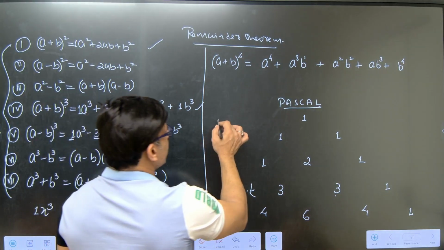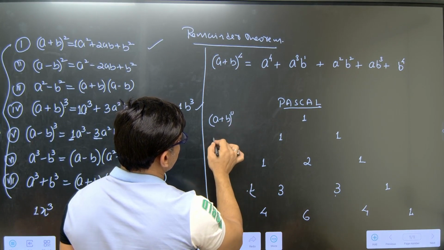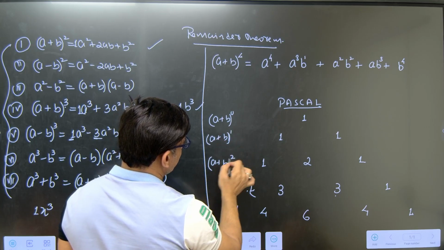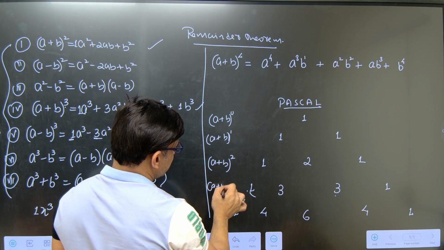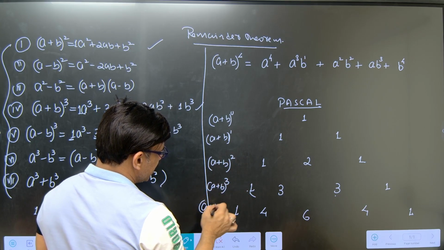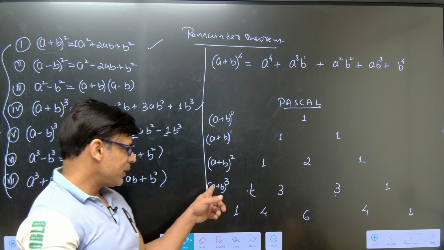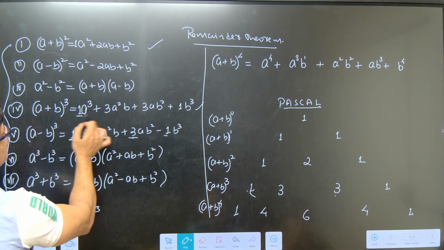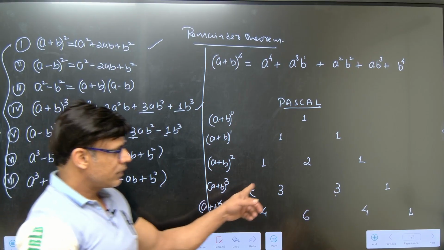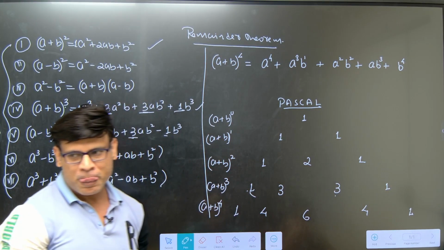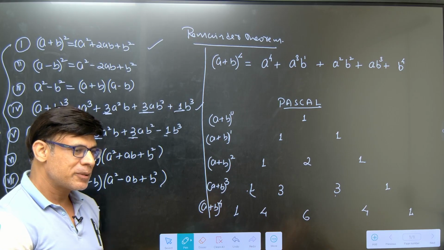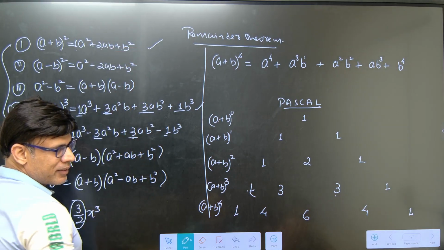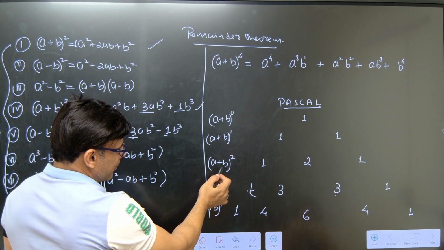Now, what is a plus b raised to the power 0? What is a plus b raised to the power 1? What is a plus b raised to the power 2? What is a plus b raised to the power 3? And what is a plus b raised to the power 4? See, 1 3 3 1. What is a plus b whole square? 1 2 1. See, 1 2 1.